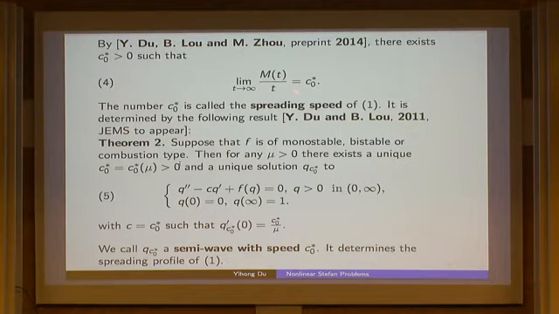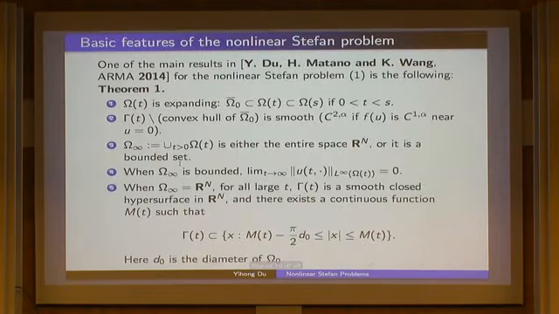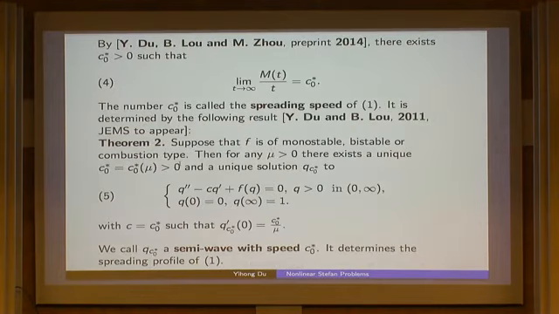And this constant C0 star, for the free boundary problem, is also a spreading speed. This can also be determined by a kind of traveling wave problem, which we call a semi-wave because of the difference. If we compare this ODE with the earlier one, it is the same equation; the only difference is that the earlier one is in R1, and now it is in the positive half of R1. And Q at 0 is 0, at infinity is 1.